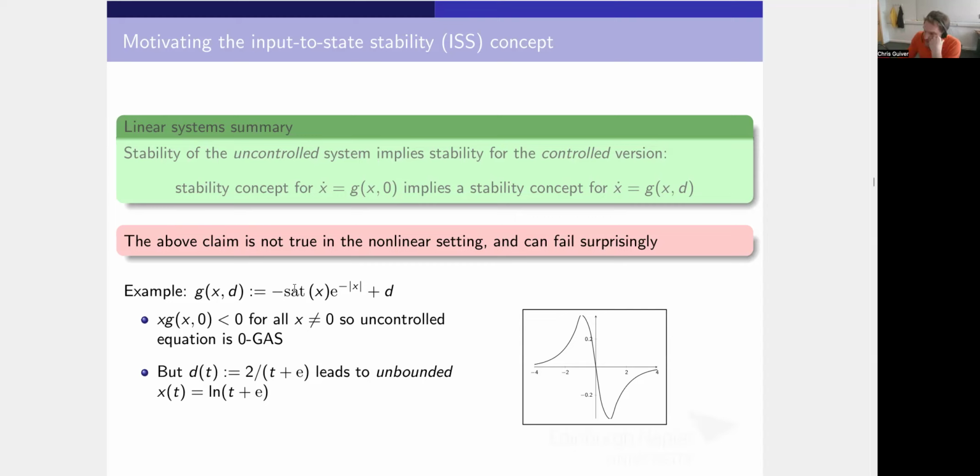So it's possible to just cook up toy examples. I have this g of x and d is minus sat of x e to the minus absolute value of x plus d. Okay, I plot the graph of g here. So taking d as 0, it has the right sign property. So the uncontrolled differential equation has 0 GAS, globally asymptotically stable. Solutions converge to 0. But one can cook up an input which itself converges to 0, 2 divided by t plus e, giving rise to an unbounded state. Okay, it grows very slowly, like log of t plus e, but still a very simple example where I get growth even though my input is going to 0. So stability of the uncontrolled system does not guarantee stability of the controlled version.